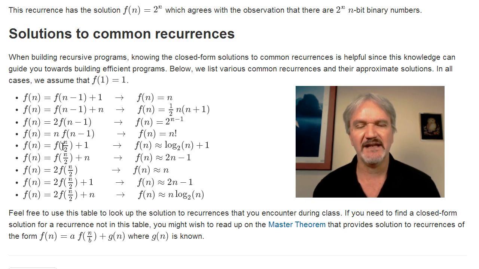Here's an example of something that arose from binary search. F of n is equal to f of n over 2 plus 1. The solution to that is something that grows essentially at log base 2 of n. You don't need to remember this. You just need to know that tables like this exist.